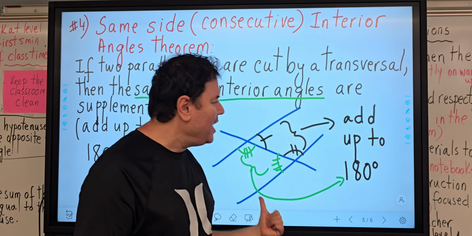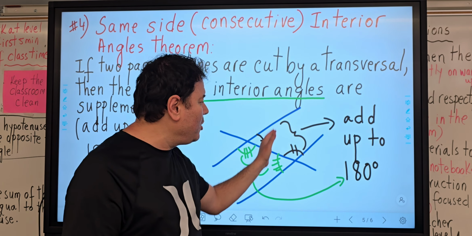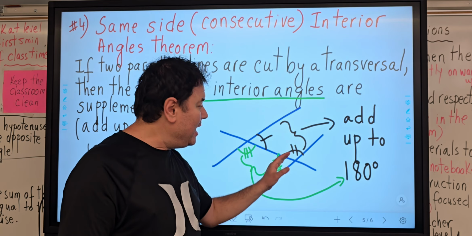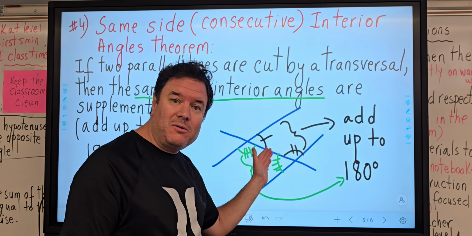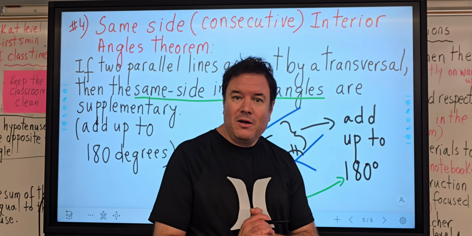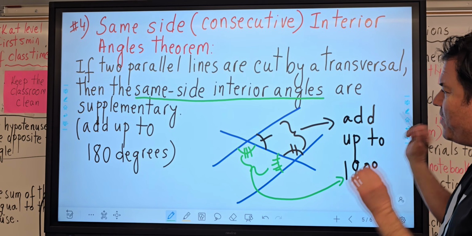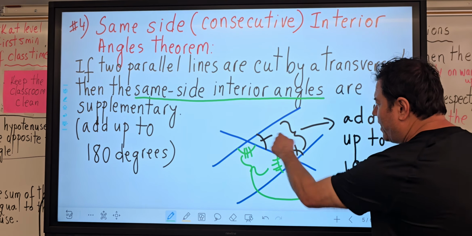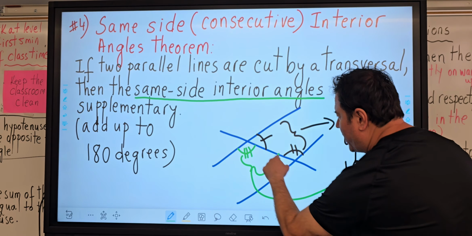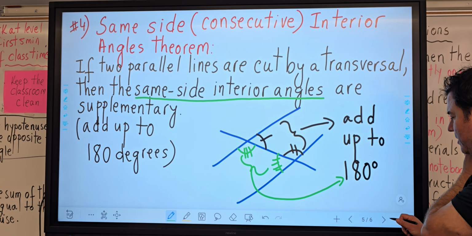This information is going to come in handy when we try to solve for x and find the missing angles in future problems. So pay attention to this theorem, a very, very important theorem. These two angles add up to 180 and these two angles add up to 180 degrees.